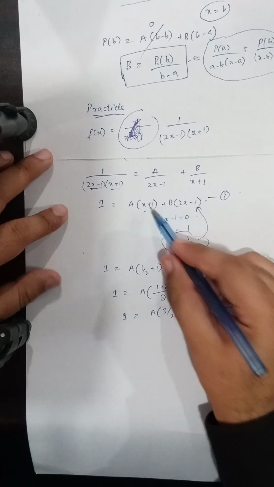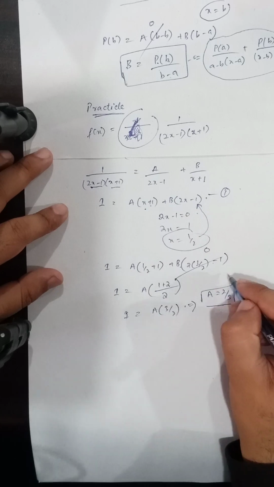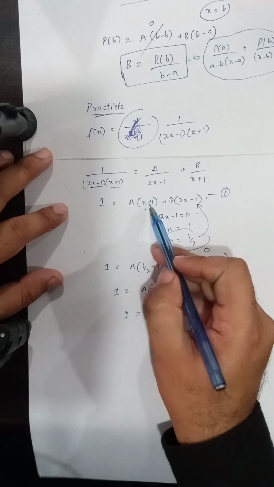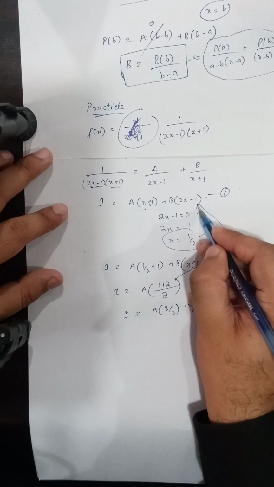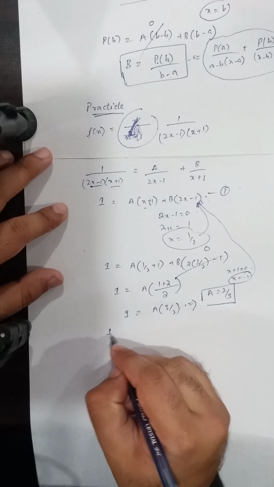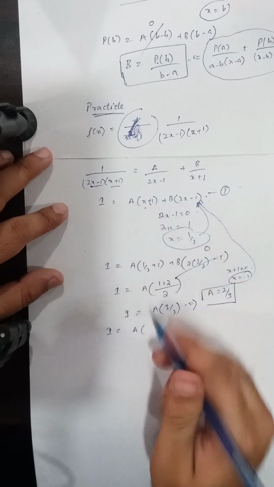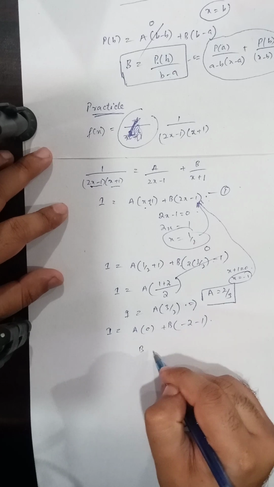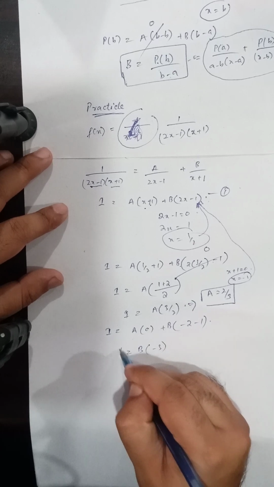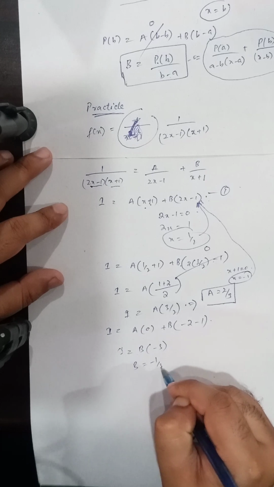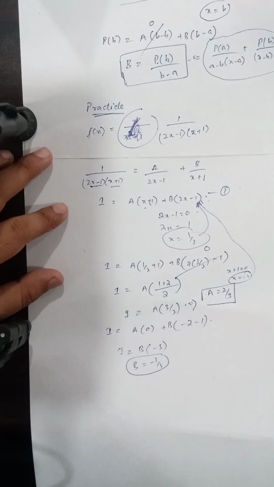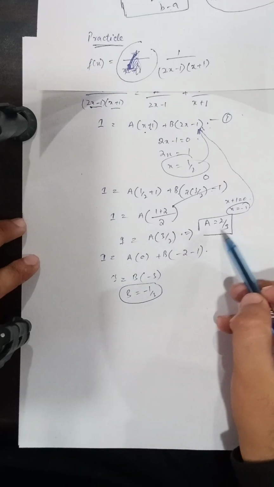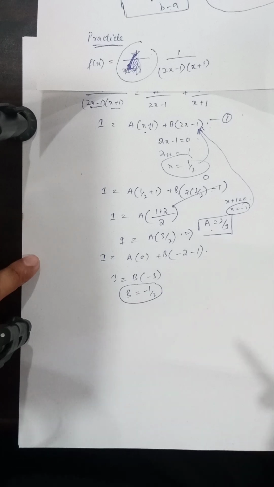Now let x plus 1 equal to 0. So x is equal to minus 1. So put x equal to minus 1 in this equation. So 1 is equal to a into minus 1 plus 1, which is 0. So b into minus 2 minus 1, which is b into minus 3, equal to 1. So b is equal to minus 1 over 3. So this is the value of a and this is the value of b.